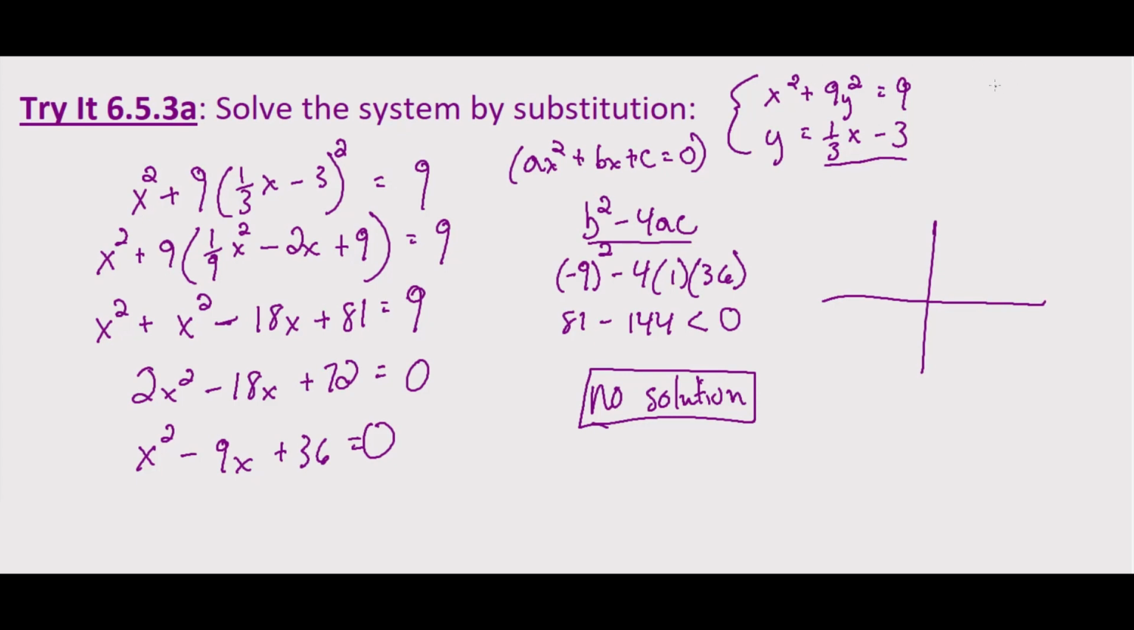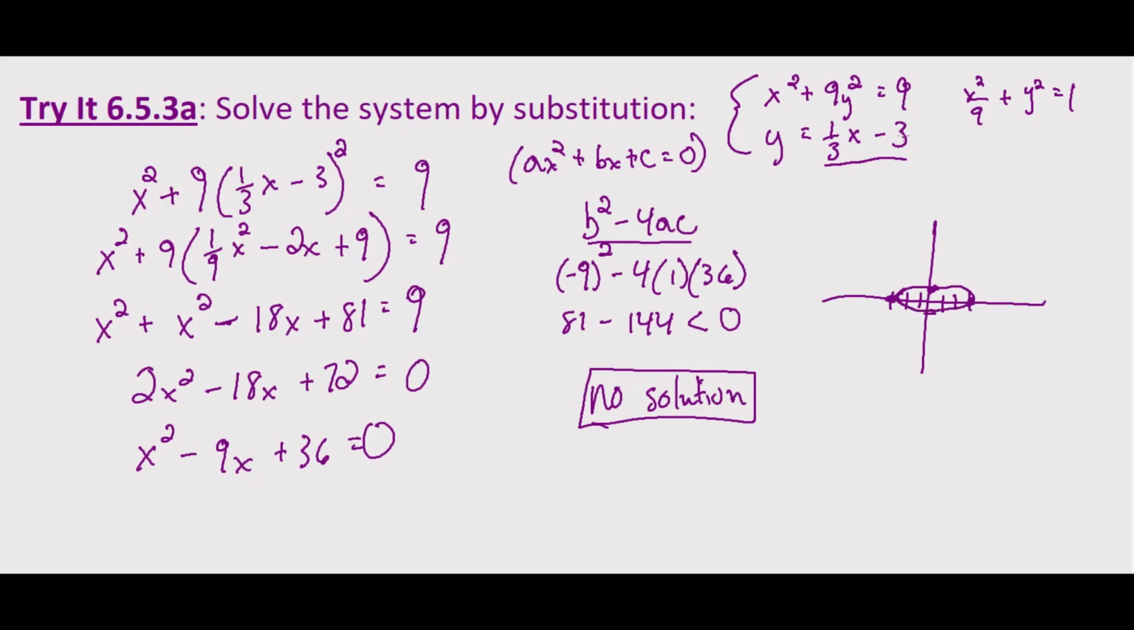If we divide that first equation by 9, we get x squared over 9 plus y squared equals 1. So that means we know that we're going to go plus or minus 3 and plus or minus 1. So there's the basic graph of our ellipse.